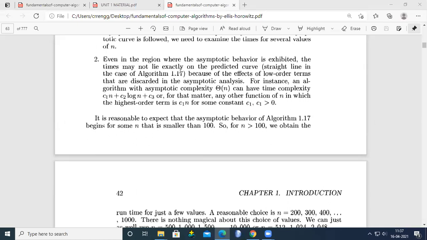Times may not lie exactly on the predicted curve, because of the effects of low order terms that are discarded in the asymptotic analysis. For instance, an algorithm with asymptotic complexity theta of n can have time complexity C1 n plus C2 log n plus C3, where C1, C2, C3 are constants. Likewise, any other function of n in which the highest order term is C1 n for some constant C1 greater than 0.